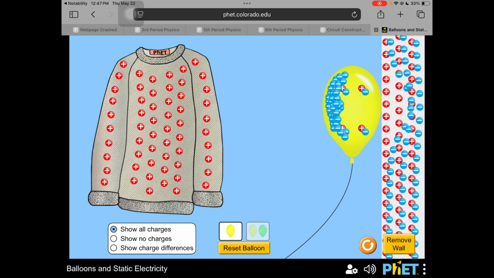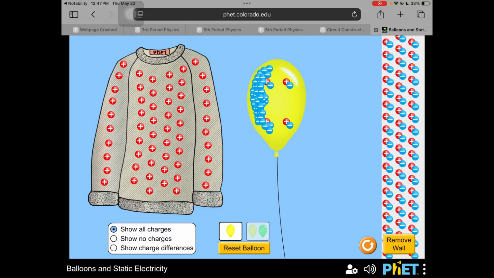Since the ones that are farther away will have less force than the ones closer, that attractive force is going to win. This is always the case with polarization. A neutral object is attracted to a charged object because of the polarization of those charges within that neutral object.